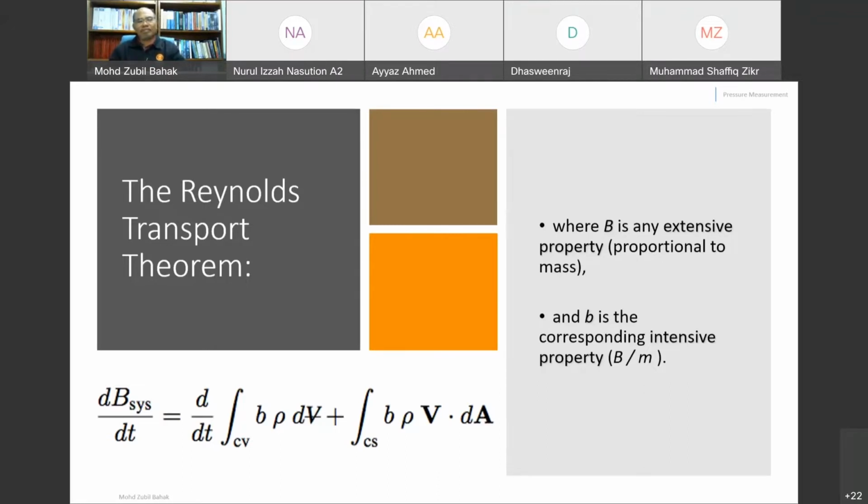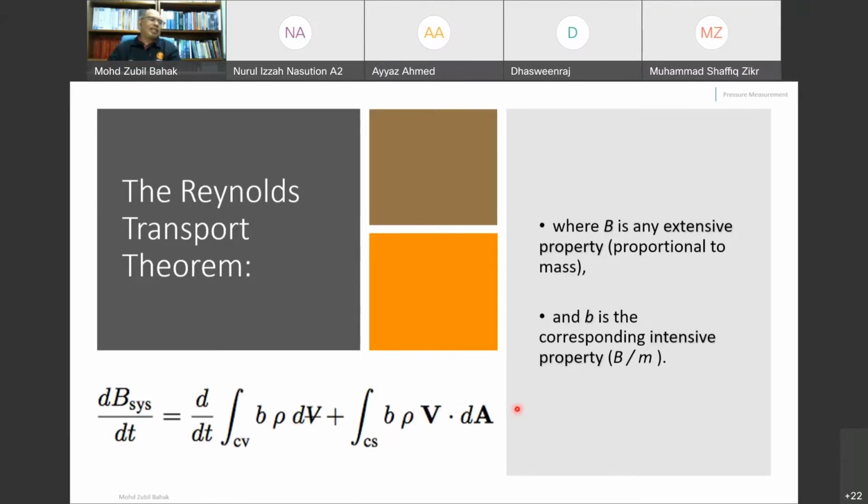If I'm not mistaken, the textbook is using dN/dt, but here I'm using the same thing. So I'm using dN/dt equal to d/dt of the integration over the control volume, and I'm using a small b. Some textbooks use beta, and our textbook uses eta, the n with the tail, of rho b d volume, plus the integration at the control surface of rho b V dot dA.